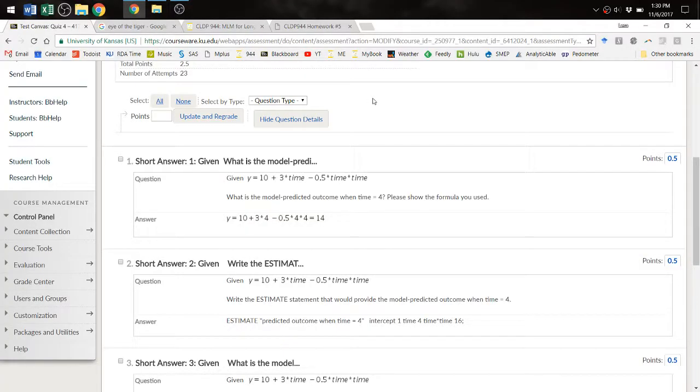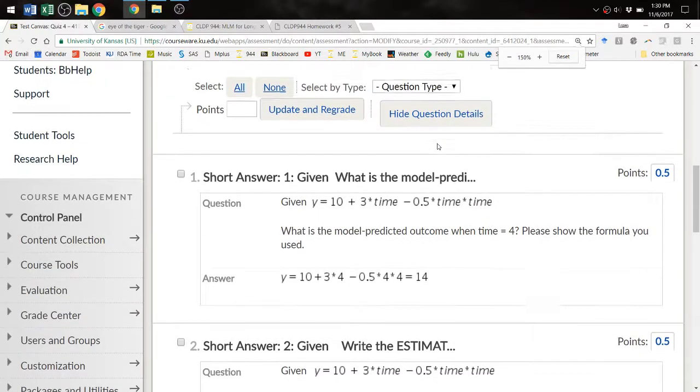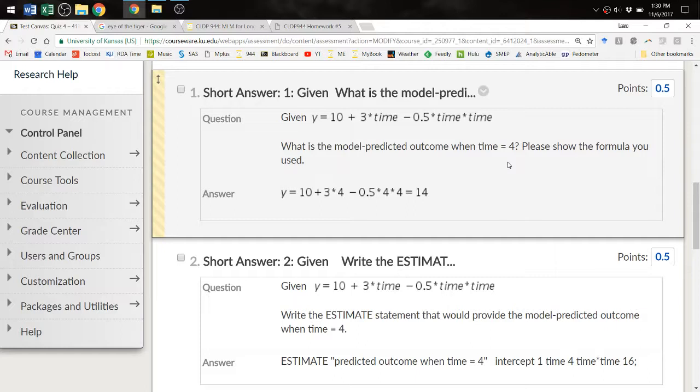All right, so let's see how we did here. Number 1, model predicted outcome when time equals 4. So here's the model we're looking at: fixed intercept of 10, instantaneous linear slope when time equals 0 of 3, and a fixed quadratic of -0.5. To figure out what the model says the outcome should be at time equals 4, you plug in 4 everywhere where it says time. This is no different than what you learned in any other linear models class to create predicted outcomes. So it would work out to be 14.